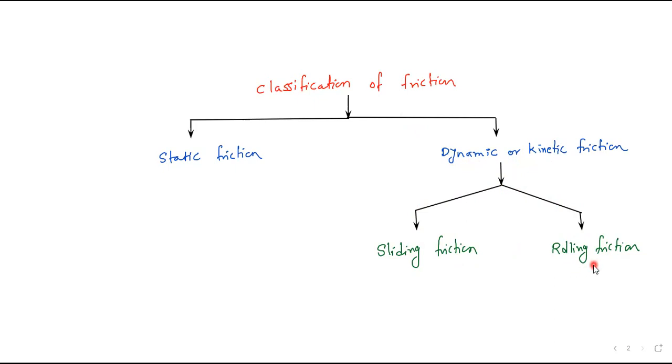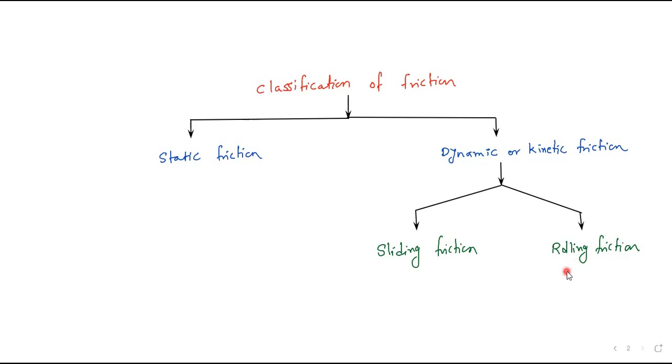The word itself tells you what it means, sliding and rolling. There is a difference between sliding and rolling. Slide means it slides over one another, and rolling means it rolls. The sliding friction is the friction experienced by the body when it slides over another body or surface. And the rolling friction is experienced by the body when it rolls over the surface.